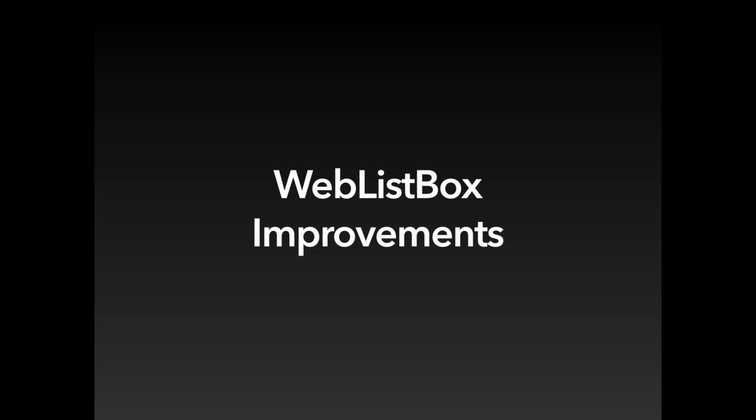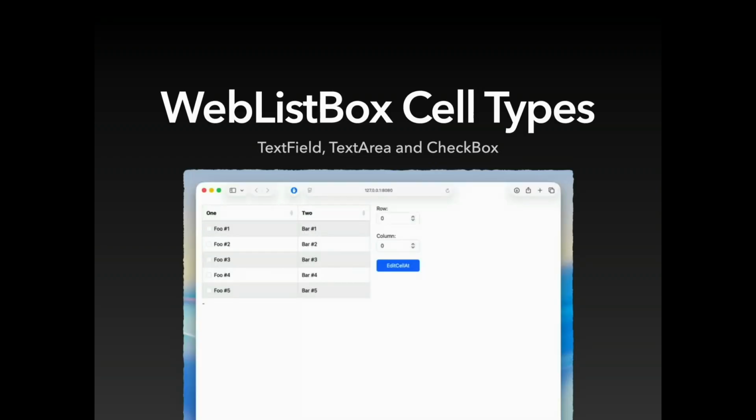Now, WebListBox has been improved. I don't know if you can see it properly with this screen, but here you can have columns that include a little checkbox, or columns that can be used for editing the cell, the text that contains that cell using a text field or a text area. It will be giving you the events, the action event to react to those changes.